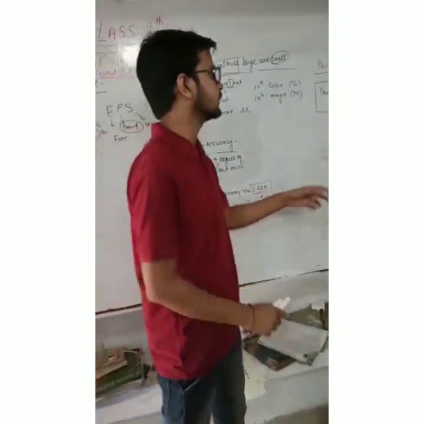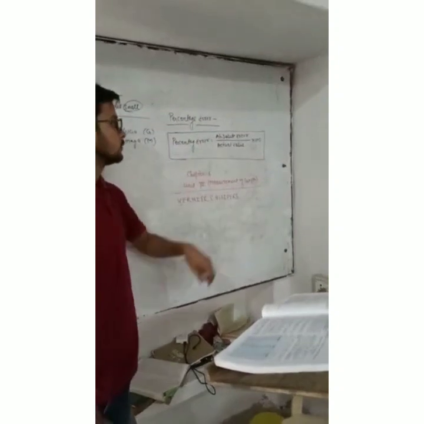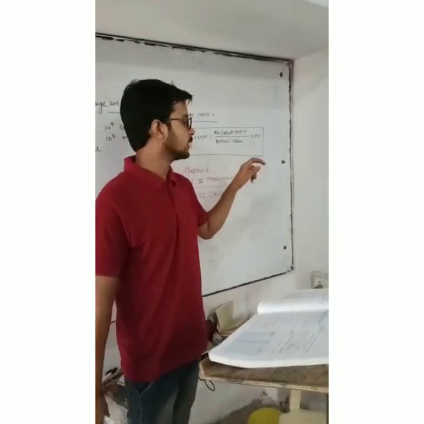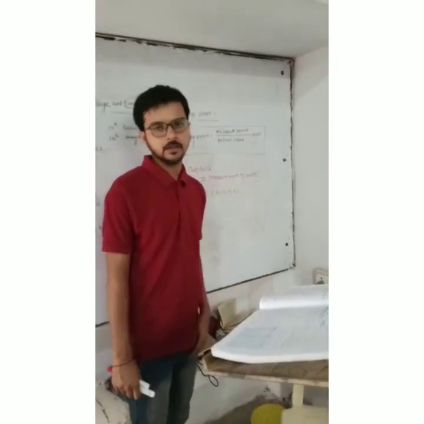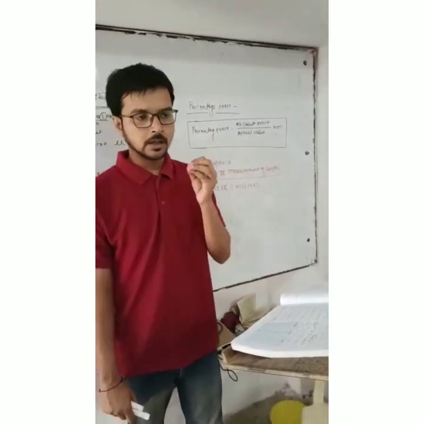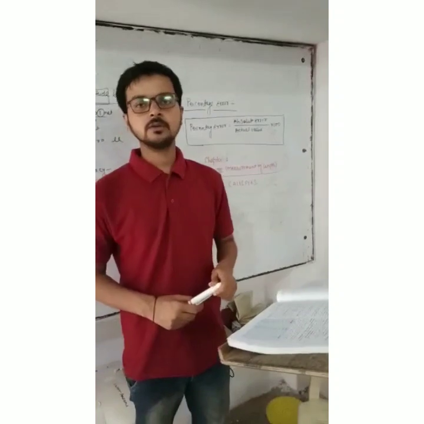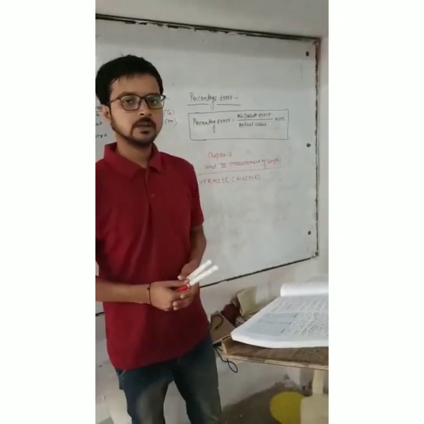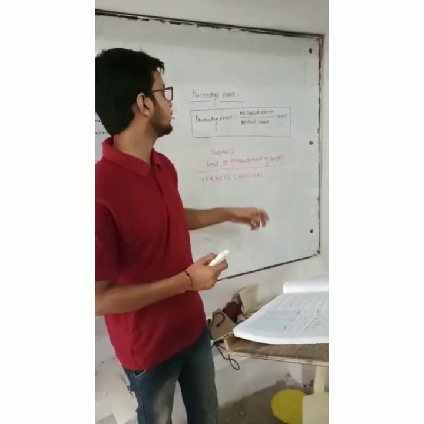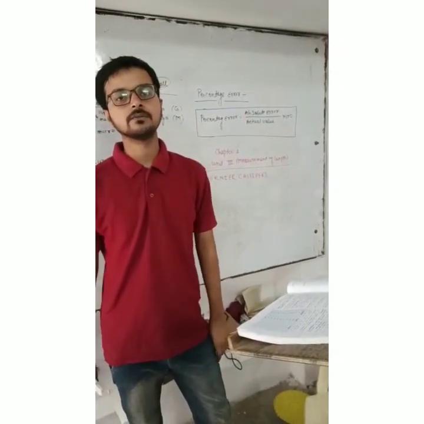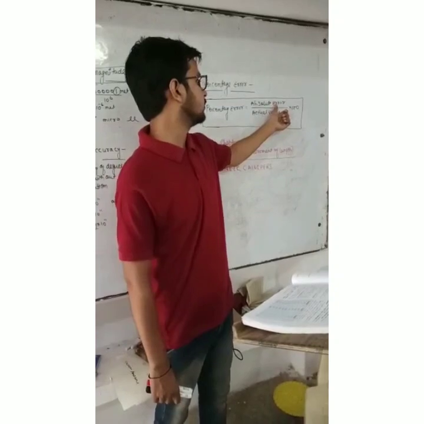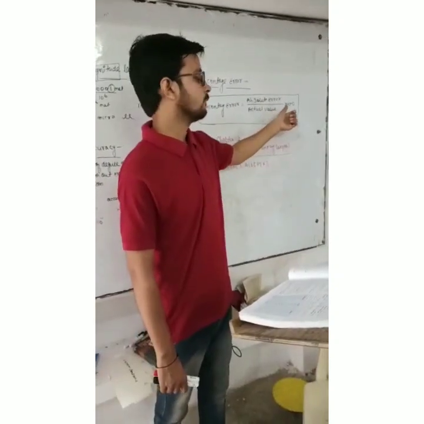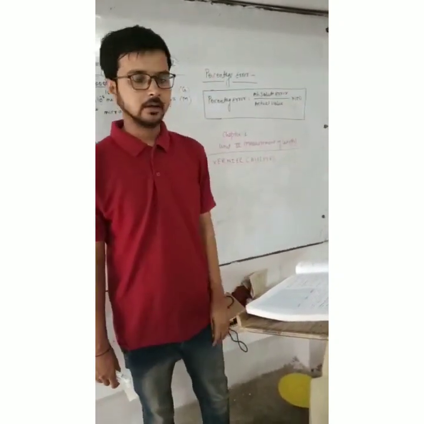Students, our next topic is percentage error. What is percentage error? Percentage error is equal to absolute error upon actual value multiplied by 100. Students, this is the formula; there is no definition in your book. So we understand percentage error with the help of the formula. The formula: percentage error is equal to absolute error divided by actual value, multiplied by 100.